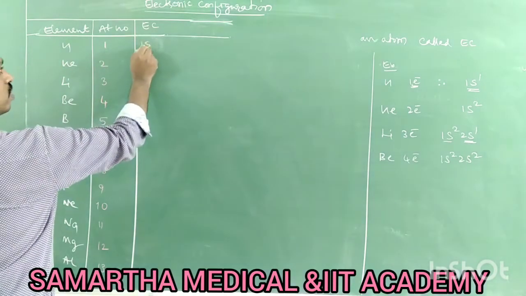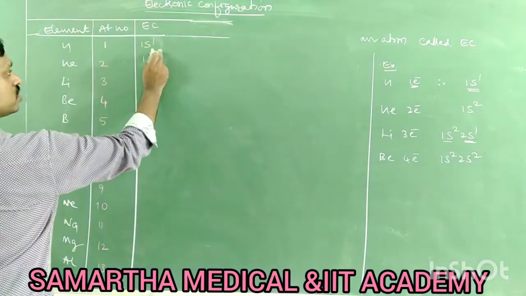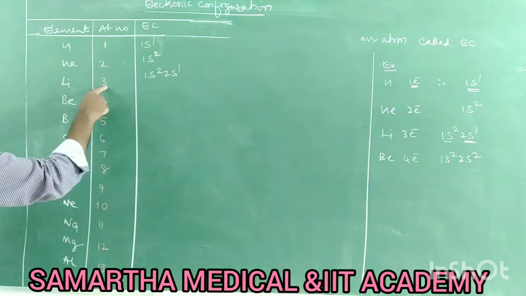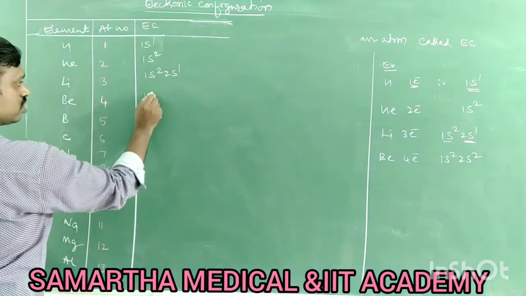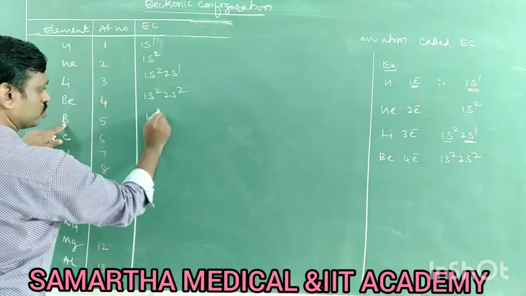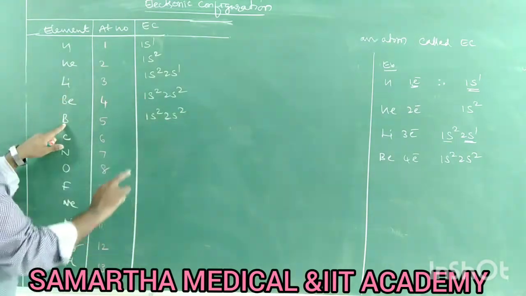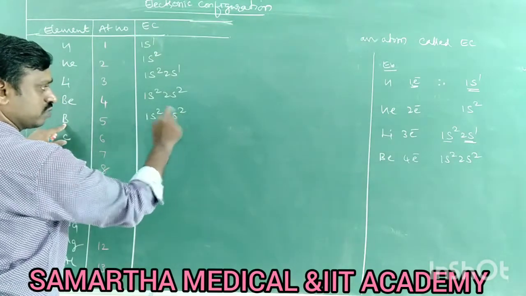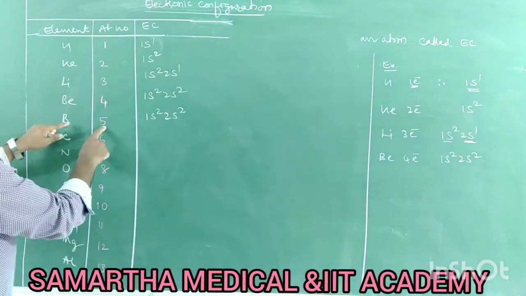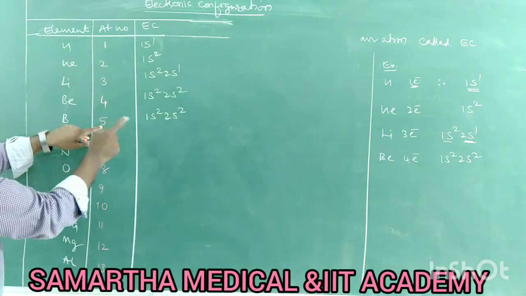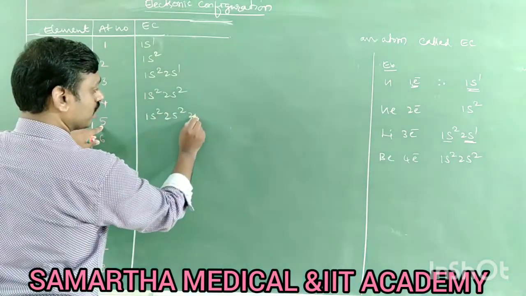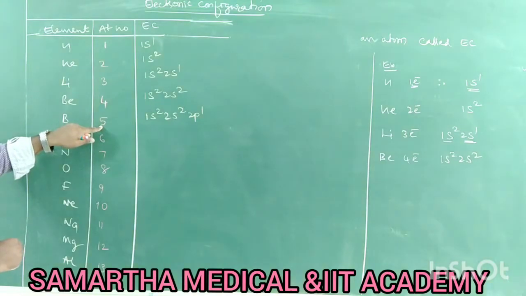Hydrogen, we have already written, 1s1. Helium is 1s2. Lithium is 1s2, 2s1, because there are 3 electrons, 2 plus 1, 3. Next, beryllium is 1s2, 2s2. Next, boron: 1s2, 2s2, because in an s orbital we can write a maximum of 2 electrons. We should not write 2s3, that is wrong. Since there are 5 electrons, 1s2, 2s2. After 2s, 2p comes, therefore 2p1.